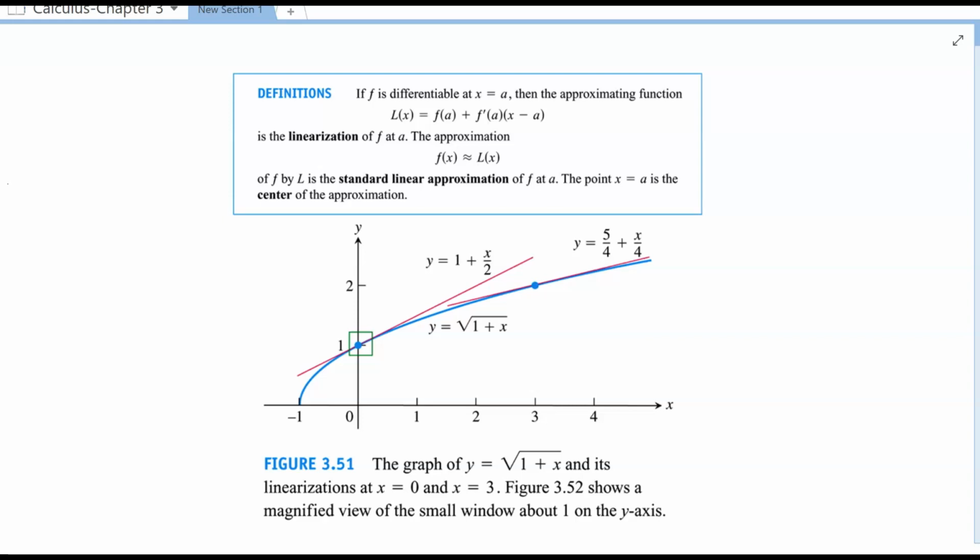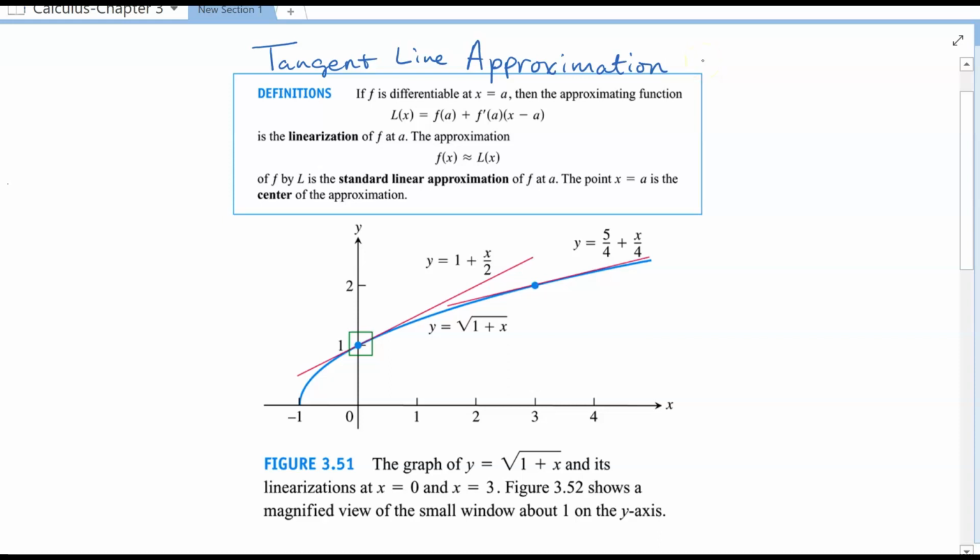Okay, we are going to be talking about what are called tangent line approximations. So let me go ahead and write that in here. Tangent line approximations. So what in the world is a tangent line approximation? Let's look at this definition first.